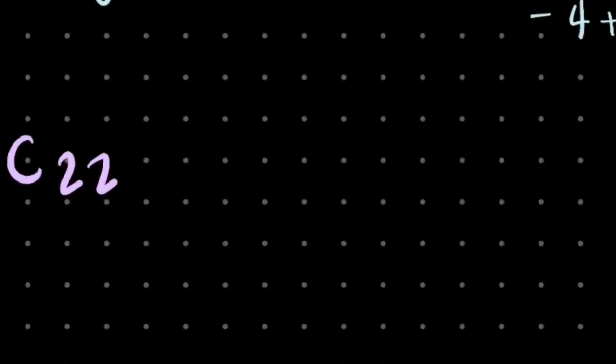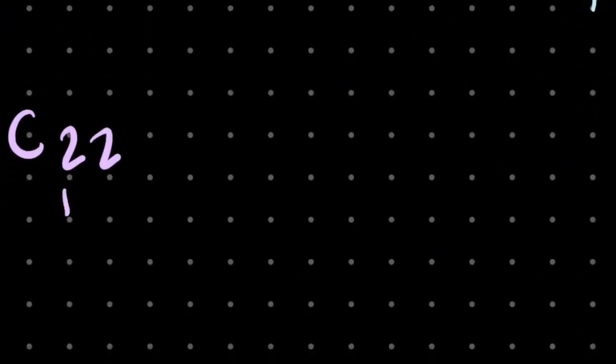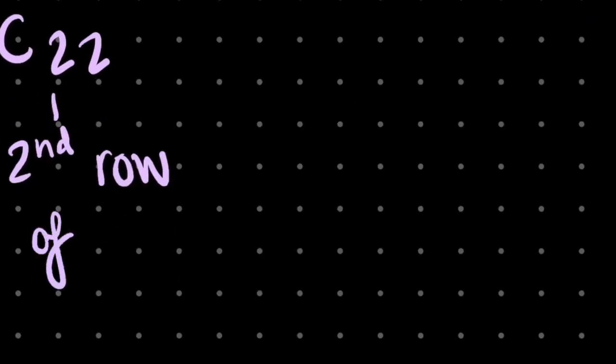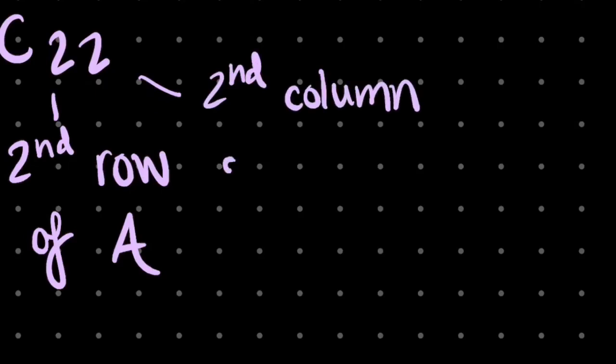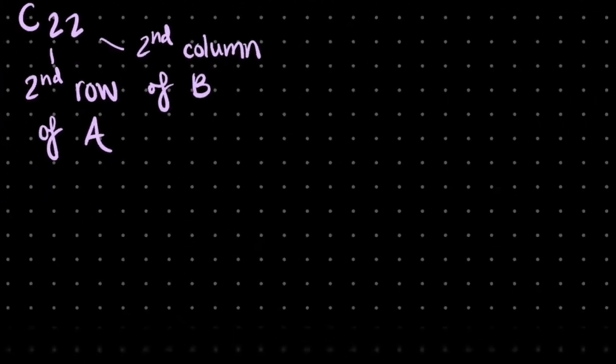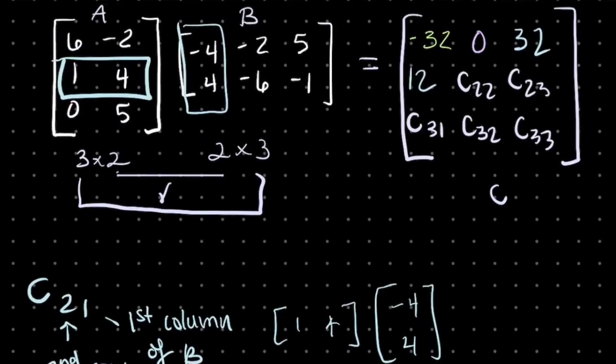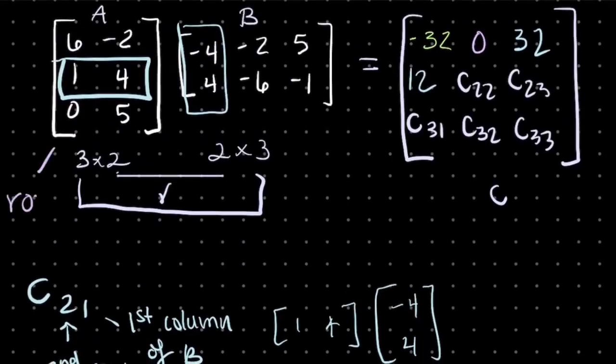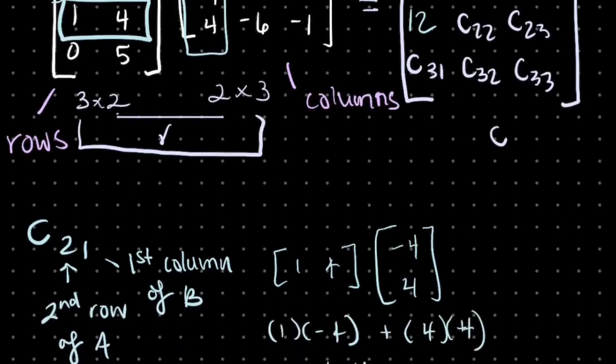C22, that says that I'm looking in the second row of A, right? We haven't moved out of the second row of C, but now we're in the second column of C, so we're going to look in the second column of B. Remember that in the first matrix you're only looking at rows, and in the second one, you're only looking at columns. So it's always a row times a column. Okay, so that should help keep some things straight.